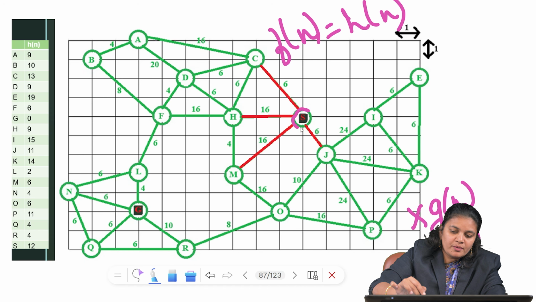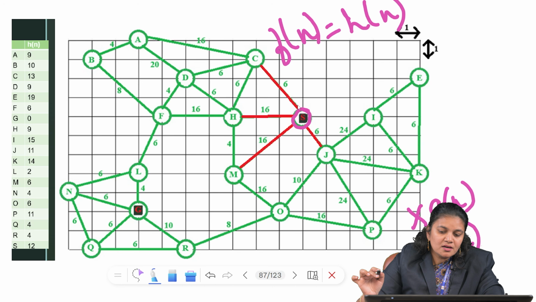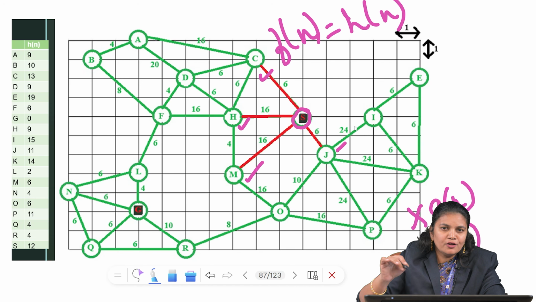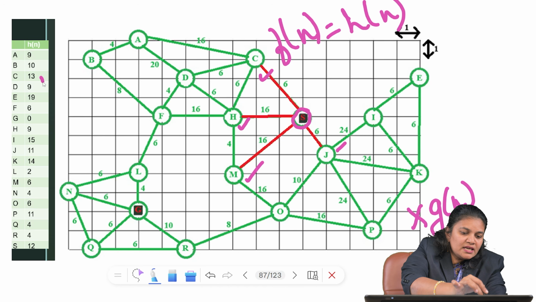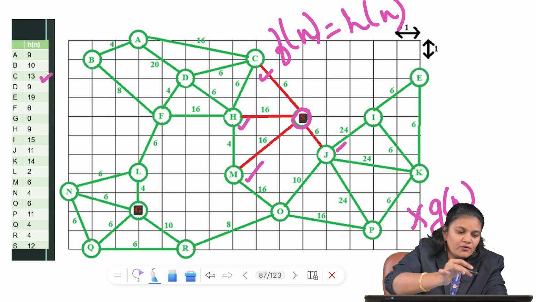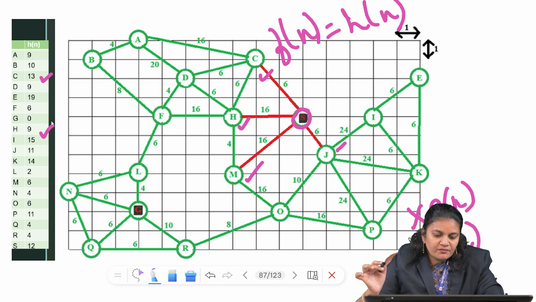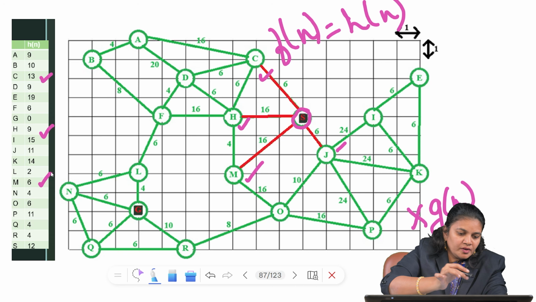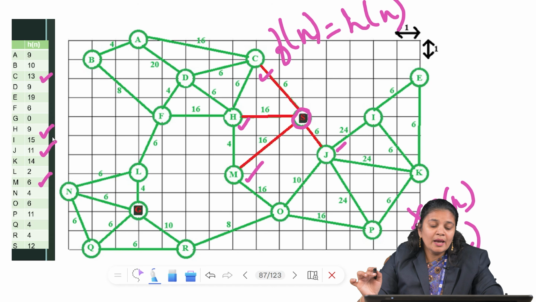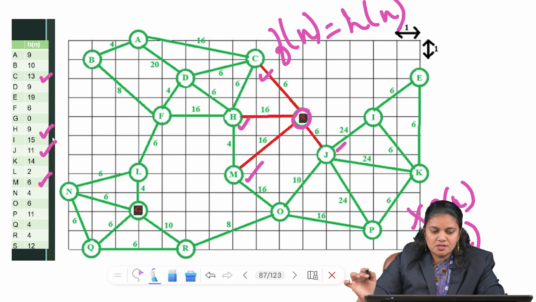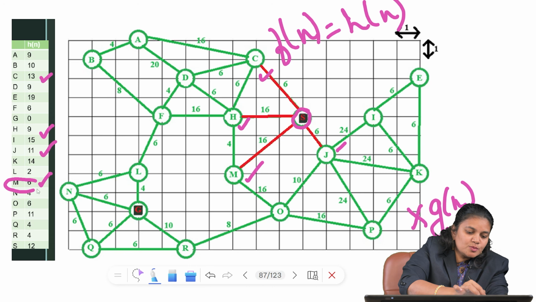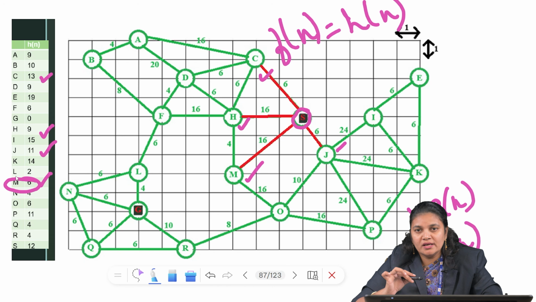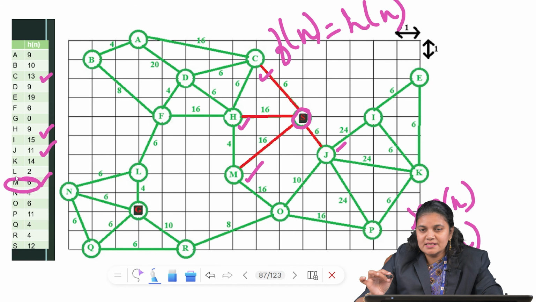So we will be starting from S. I will compare the heuristic values of C, H, M and J. They are the 4 nodes. What is the heuristic value of C? It is 13. The heuristic value of H is 9. The heuristic value of M is 6. And the heuristic value of J is 11. Among these 4, M wins because the value of M is the smallest. It means that if I go to M, there is a possibility to reach the goal faster. So I will select M.